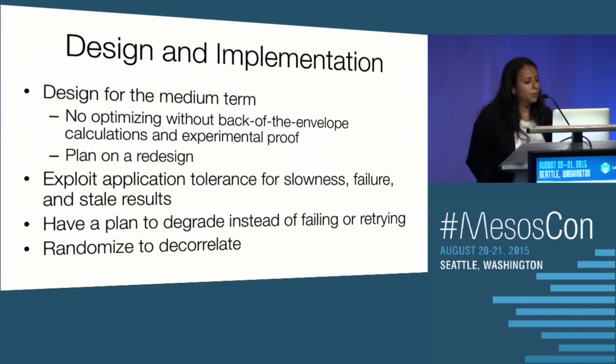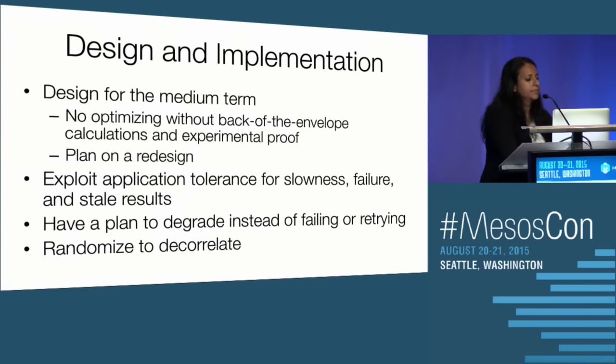Another thing to do is to exploit application tolerance for slowness, failure, and stale results. And I haven't really seen a lot of this. I haven't really seen people who look at all parts of their system and say, what needs to be fast? What is okay being slow? Where is it okay to see stale results? Where is it not okay to see stale results? And where can I tolerate the system being down for hours, for days, for weeks, for months? And I think this is really, really important. It's not to say you're going to use very highly specialized systems for all these different parts of your application, but just so that you know what's actually going on and you know what kinds of semantics you need for the different layers.